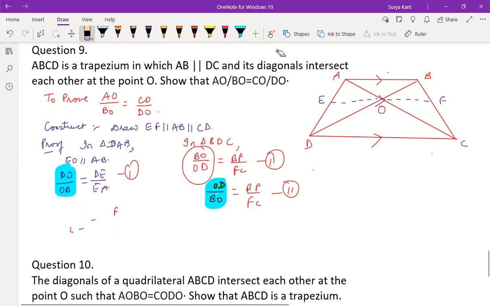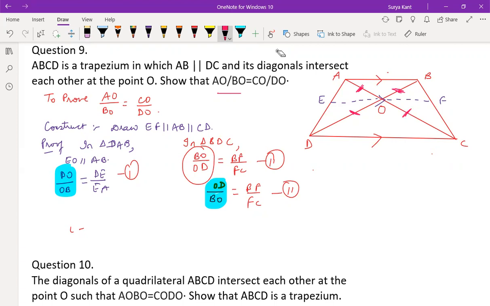So what can we do? Do you have any other idea, children? How to do this question? We can't do it like this, right? We have to consider it such that AO by BO, meaning AO should come, BO should come, then CO and DO should come. So we have to do it in this way.